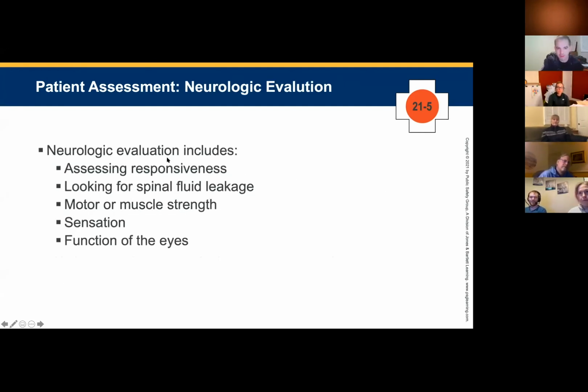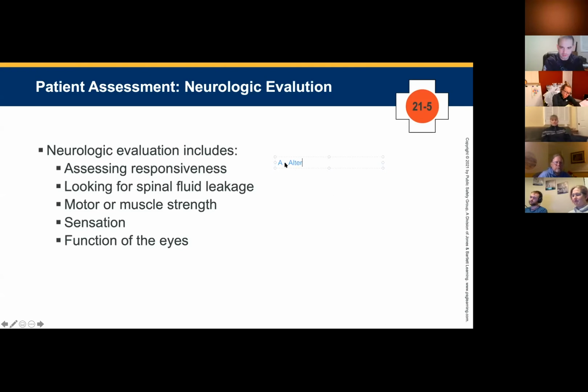So when we talk about neurological evaluation, this includes assessing for responsiveness, determining where they are on the AVPU scale. I believe we talked about AVPU. What did AVPU mean? Alert, verbal, pain, unresponsive. Absolutely. So we're talking about AVPU.